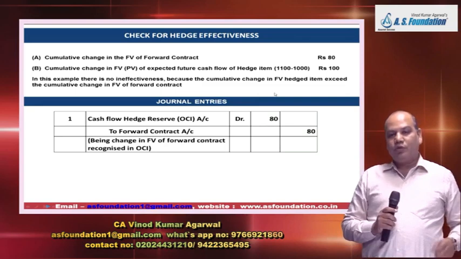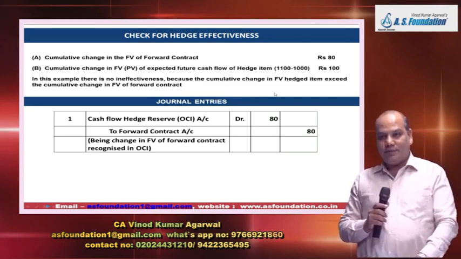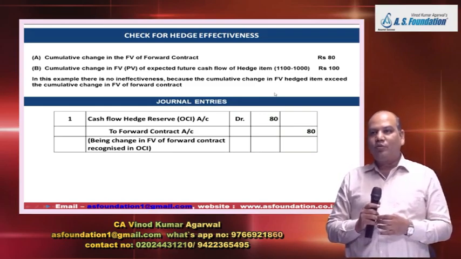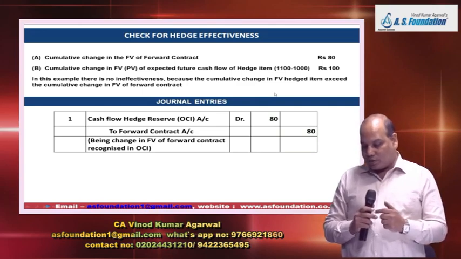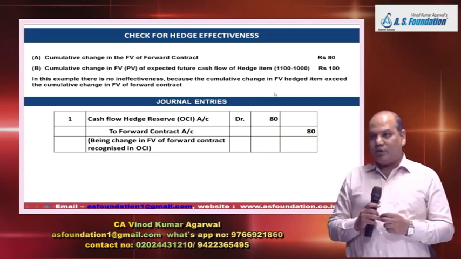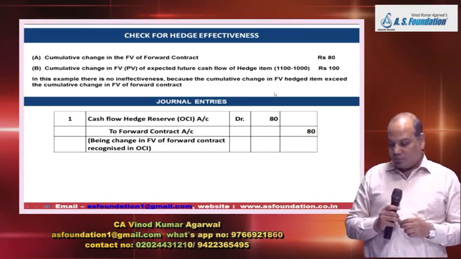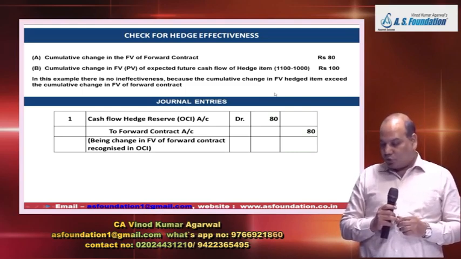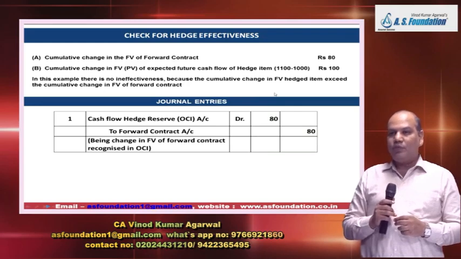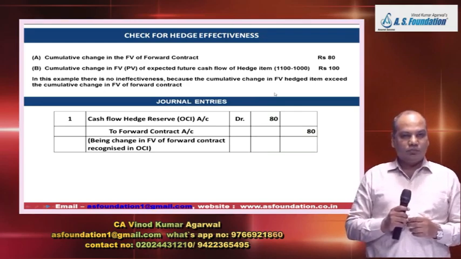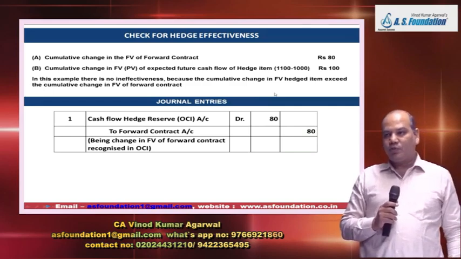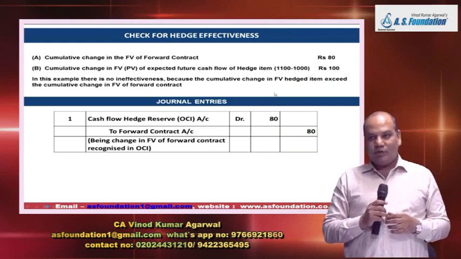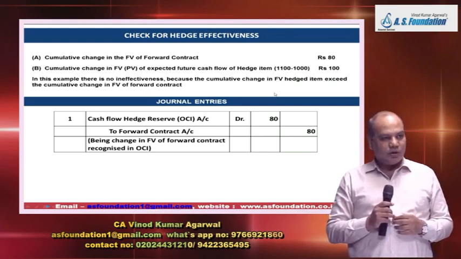We are also going to solve questions where we will calculate this first ourselves and then do the accounting. Slowly the problem will become more and more difficult, but we'll go step by step. Now write down B, cumulative change in fair value, in bracket present value of expected future cash flow of hedged item. In bracket write 1100 minus 1000, is rupees 100.